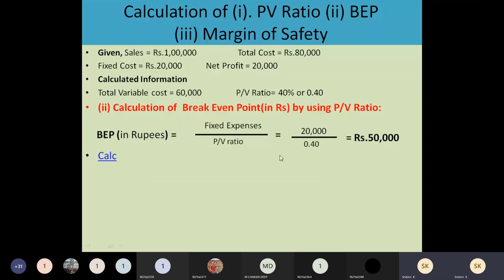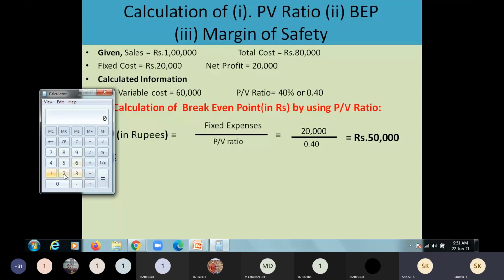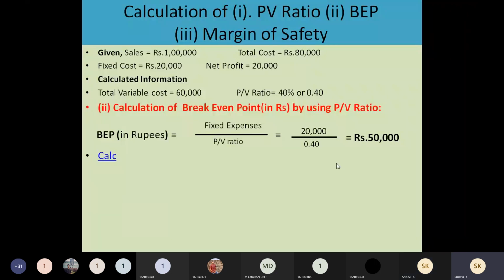I am taking a calculator now to show whether you got 50,000 or not. It will take certain time to open this calculator. If you are having a calculator with you, you directly do it here. 20,000 divided by 0.40. So can you see on the screen of the calculator? 50,000 we got now. The same 50,000 we are showing here. You have to mention it as rupees. Okay. So this is how you are going to calculate the BEP.